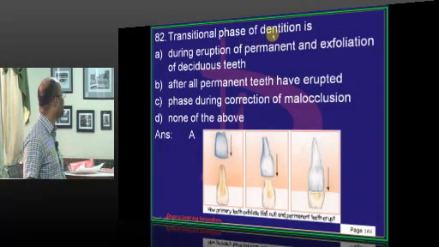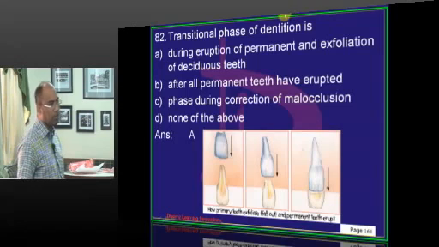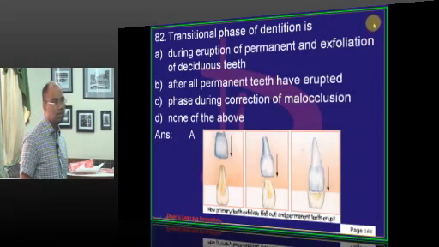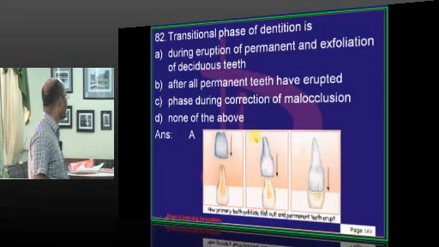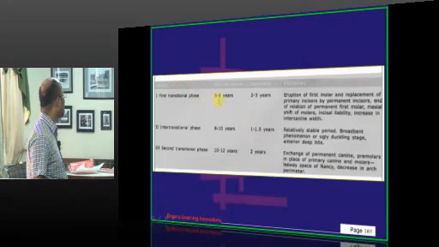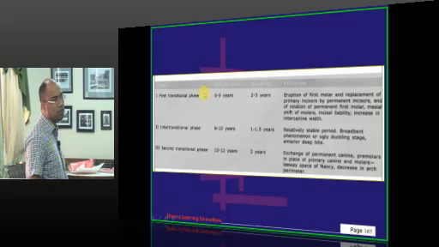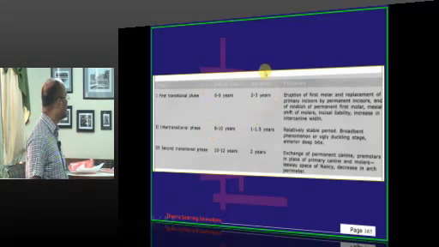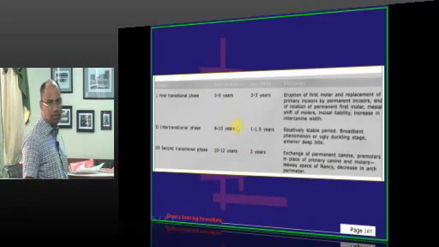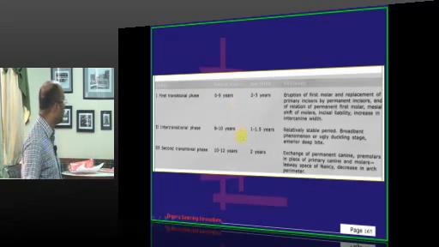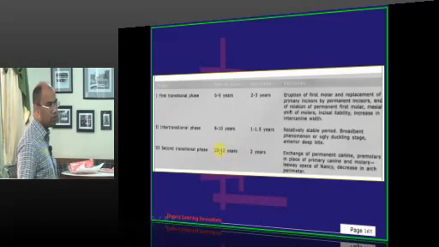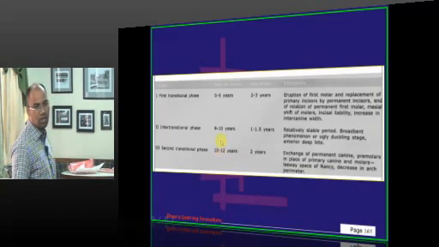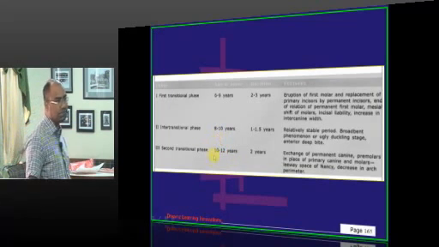Transitional phase of dentition is when there is eruption of permanent teeth and exfoliation of primary teeth. The first transition occurs between 6 to 9 years, where you see your first permanent molars and also your incisors. Then there is the intertransitional stable phase, approximately 1 year, where nothing occurs. Later, at 9.5 to 10 to 12 years, you see your canines and premolars.